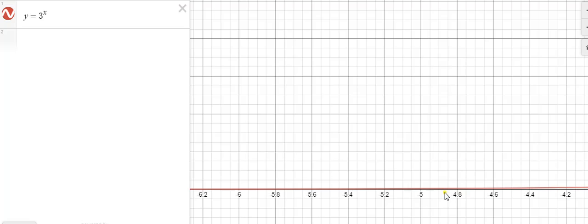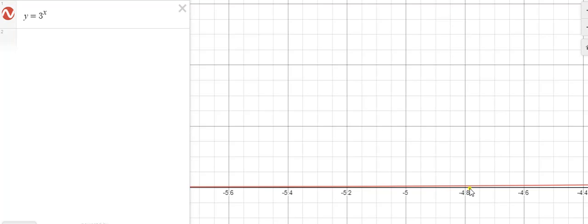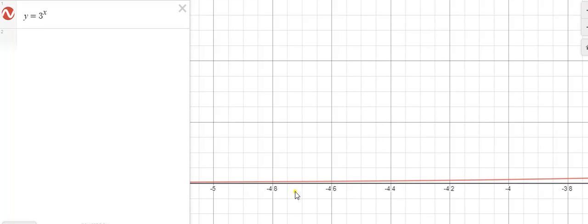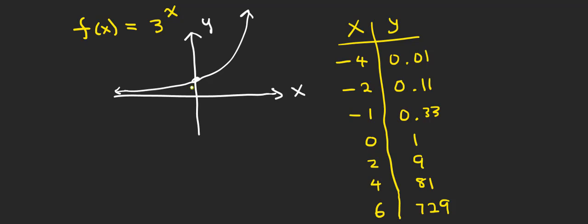You see what I mean? This will never touch the 0. So don't be deceived, but it gets very close to 0. So the domain of 3 to the x is negative infinity to infinity. That would be the domain. What about the range? The range goes from 0 to infinity.